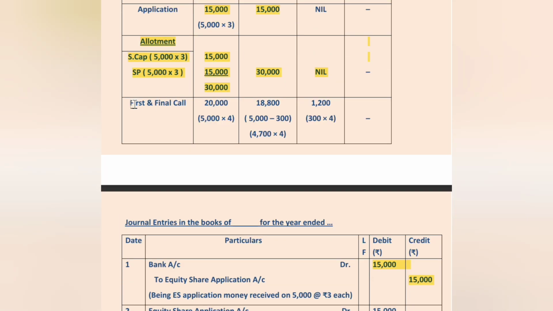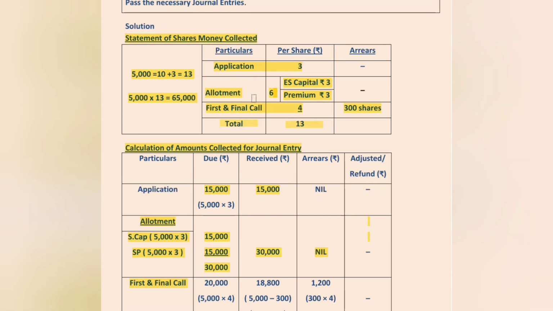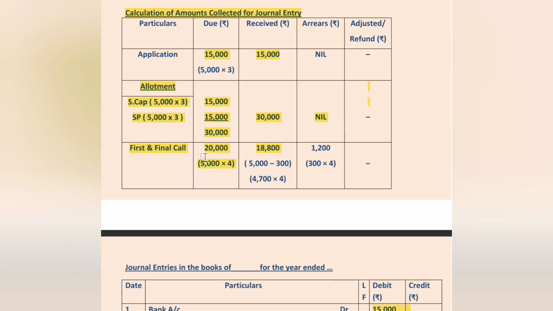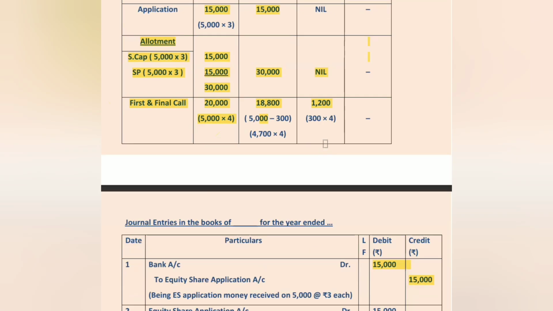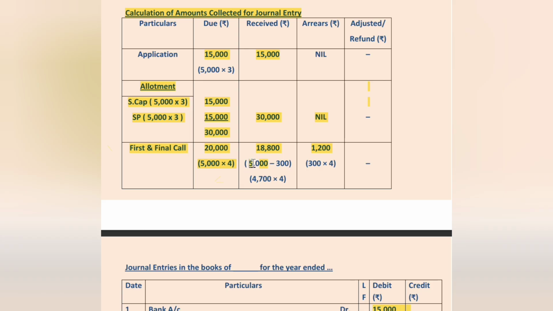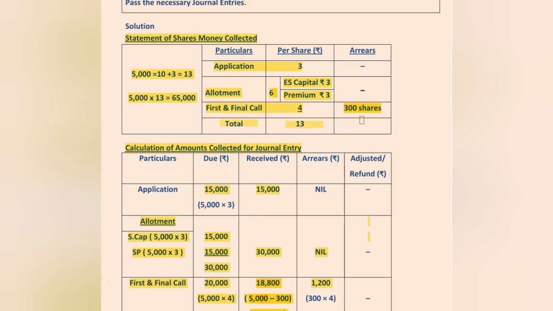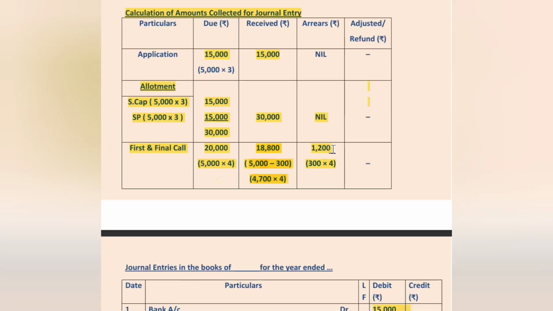The same way, first and final call. First and final call, how much is due? 5,000 into 4, 20,000 rupees, right? So how much is received now? 300 shares have not paid the money. So 5,000 minus 300, that is 4,700 into 4 rupees, that is 18,800. How much is now arrears? 300 into 4 per share, that is 1,200 arrears.